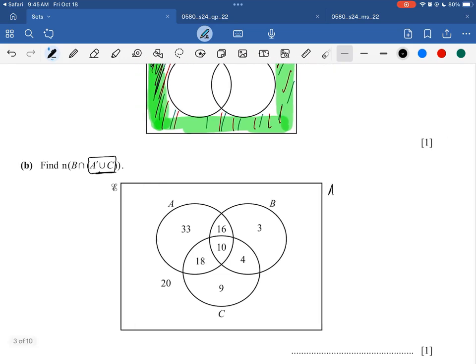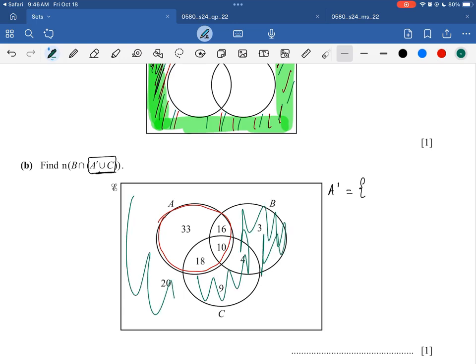Well, first of all, what is A complement? What's the set of A complements? So A complement is everything not in A, like we've been saying. So everything not in A will be, this is your A, right? Everything not in it will be this, and outside, right? And what numbers are there? You have 3, 4, 9, and 20.